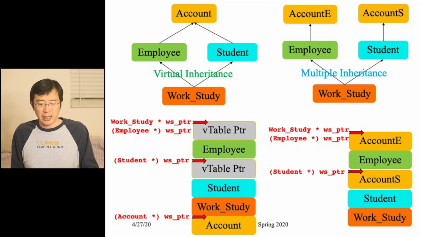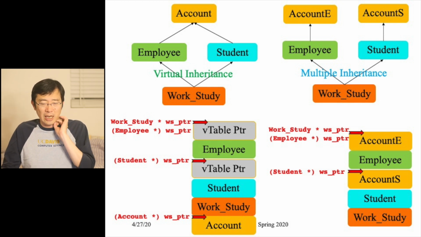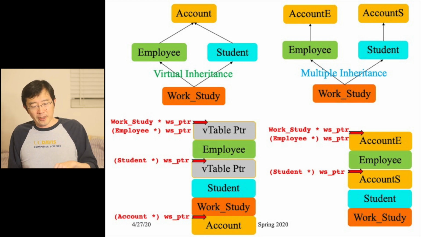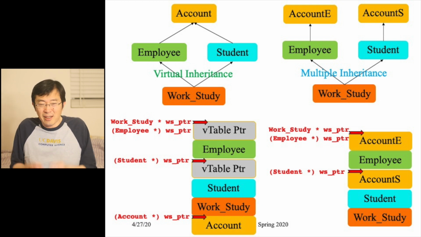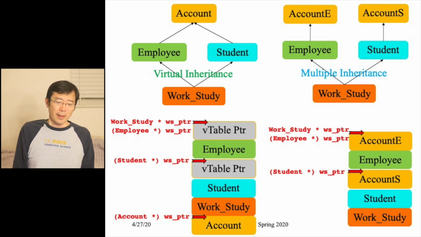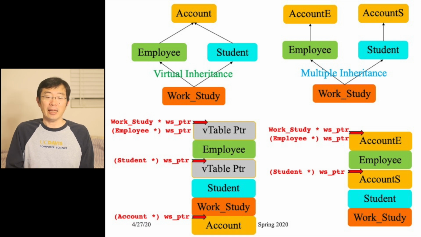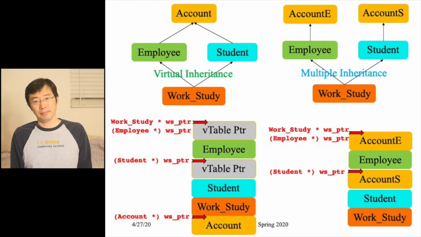And the second element is the employee, which corresponds to the green. So I have the employee here. But the third element is, again, a virtual pointer. It's also pointing to the virtual table and then coming back. And the fourth element is the student, because this is the branch where you have two. You either go with the employee branch or you go with the student branch. And then finally you have this work study, and then finally you have the account.